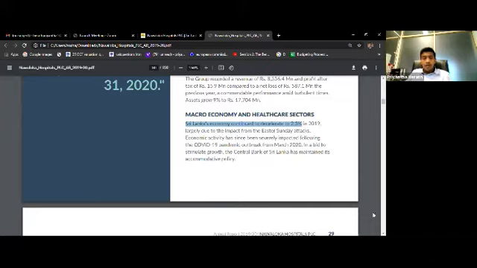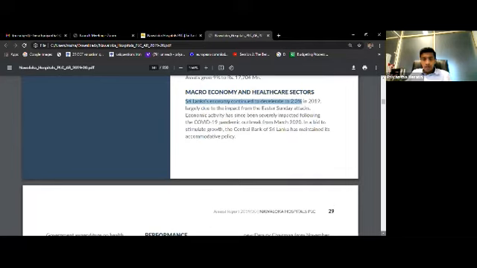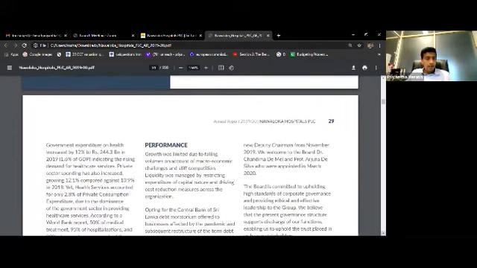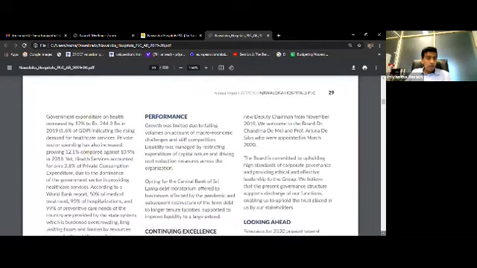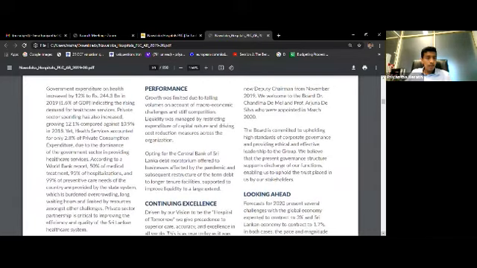And then they're talking about government expenditure on health increasing to 12%, and they say the government sector is dominant in the health sector.